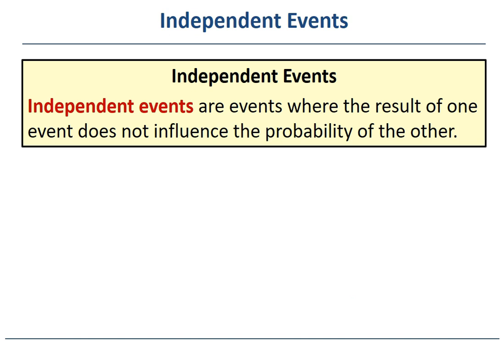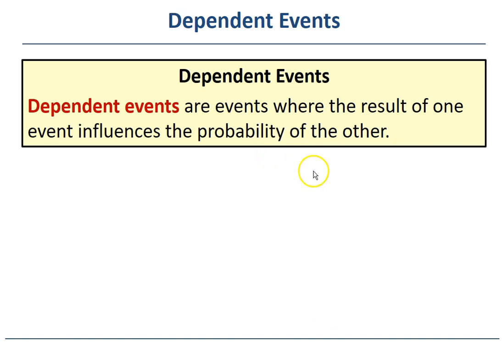Okay, let's take a look at this now. Independent events. Events are independent when the results of one event does not influence the probability of the other event. So let's take a look at this. Oh, before we do that, let's take a look at what a dependent event would be, where the results of one event influences the probability of the other. All right, so you'd want to define these.